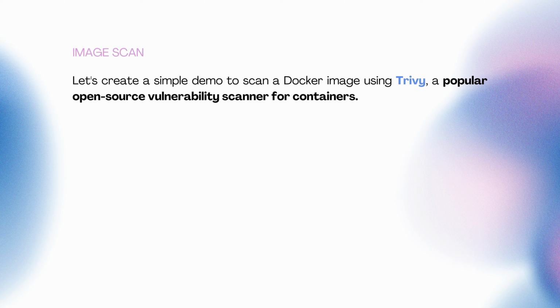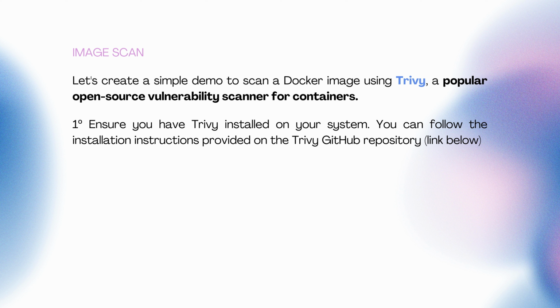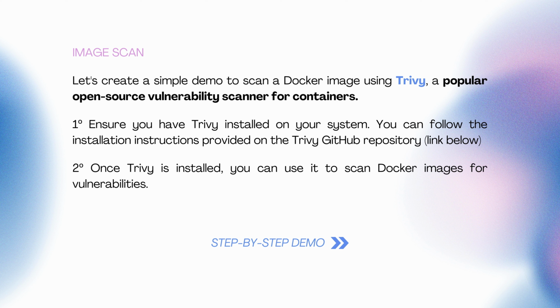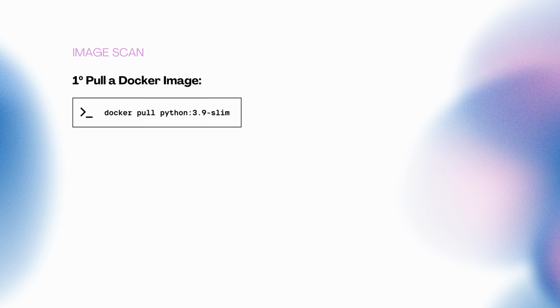First, it will be good to check on your system that you already have Trivy installed. So you can follow the provided link here below for the installation instructions directly from their GitHub repository. Once it's installed, you can use it to scan Docker images for vulnerabilities. Firstly, you could pull a Docker image. In this case, we'll use a Python image as an example.